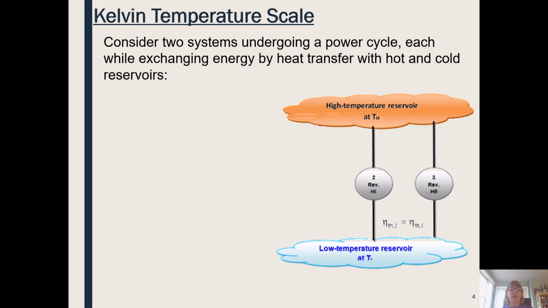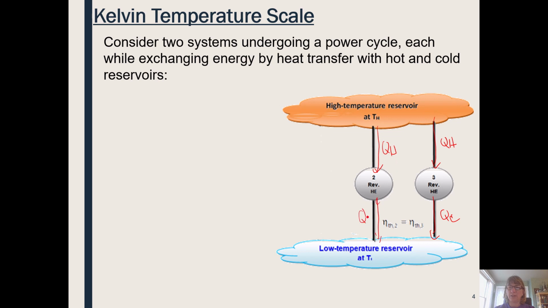So looking at the Kelvin temperature scale, here we have our heat engine, and we have two heat engines, and they're going between the same two temperature reservoirs. And for each one of these, these are reversible. So if heat's going in, QH, and then heat is leaving out, QC. And a lot of times it takes some work out of here.